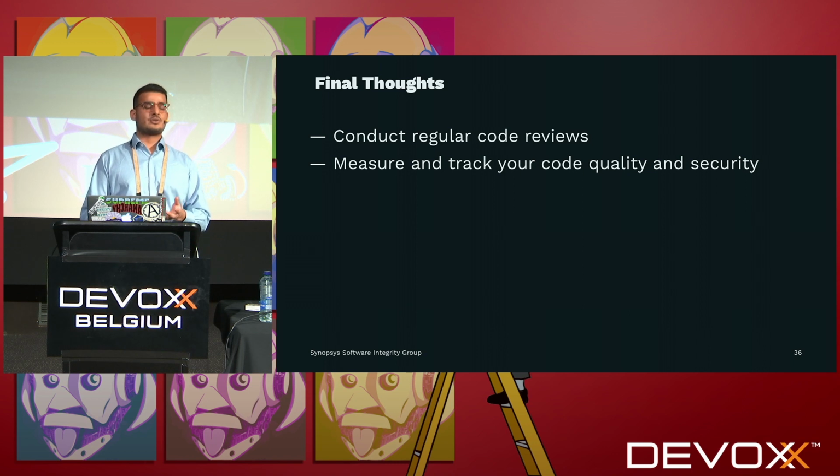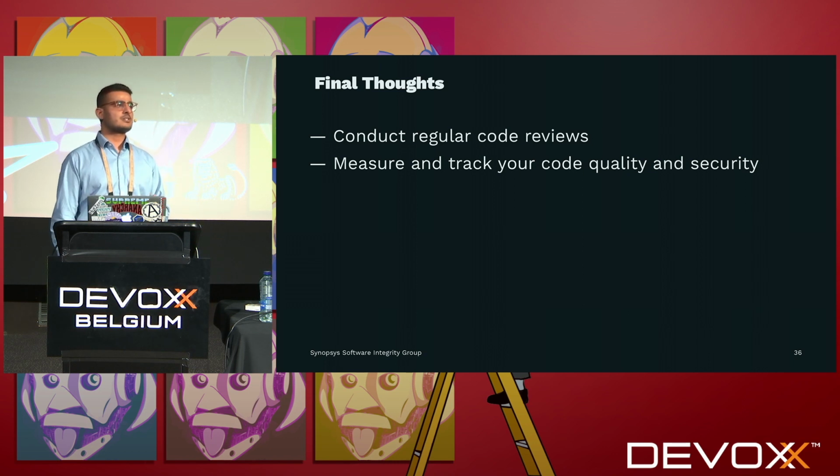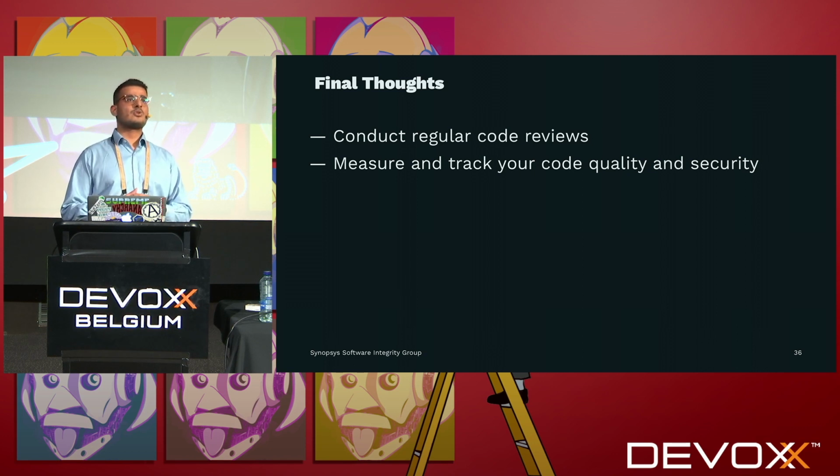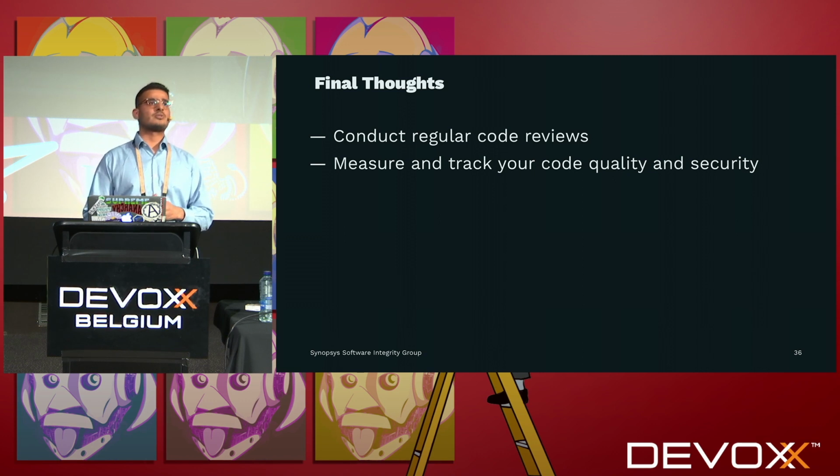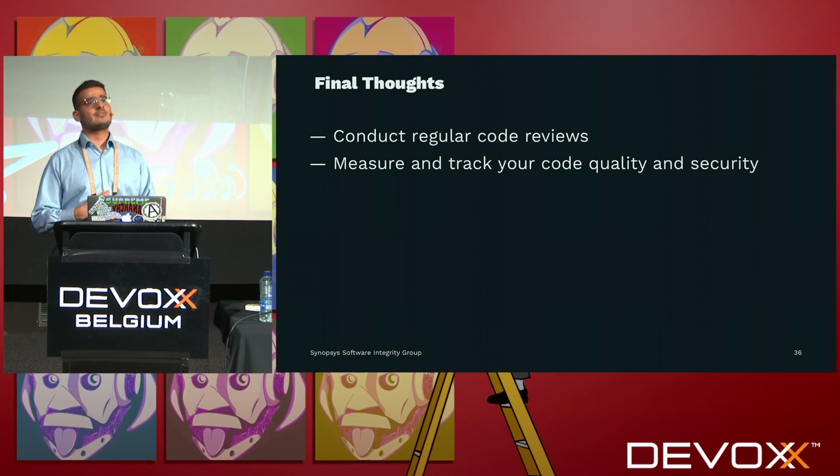Measure and track your code quality and security, because it turns out a lot of the teams I've worked with, and especially a lot of the teams that our organization works with, if you're not tracking your quality or your security metrics, you won't know if you're actually making a difference or if you're improving. And so I see a lot of teams use things like SonarQube, but if your SonarQube has like 5,000 issues open, you're not using it right.